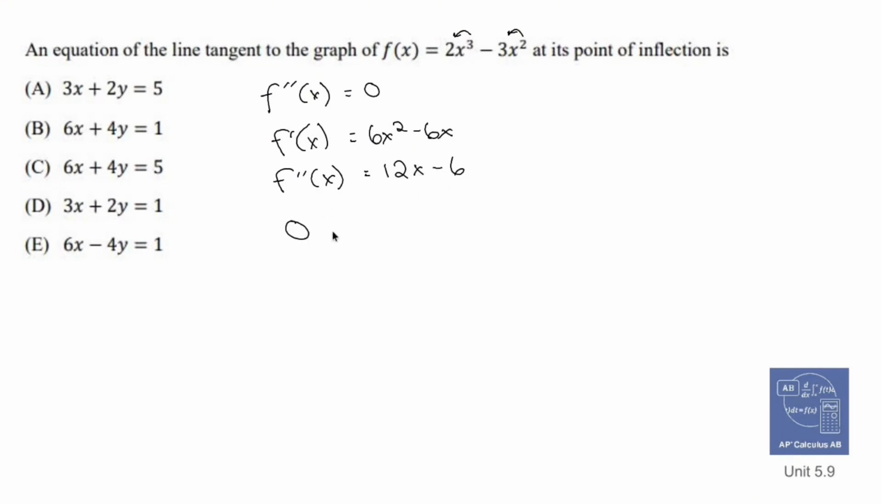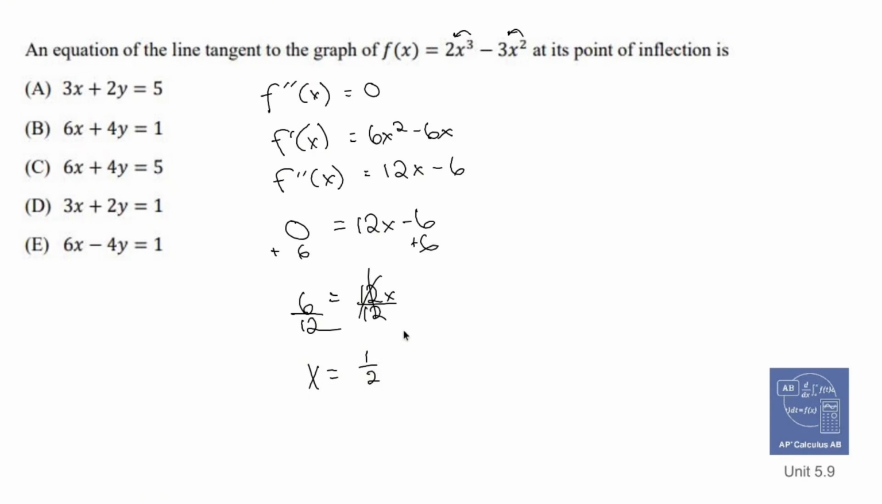All right, so set it equal to 0. 0 equals 12x minus 6. Let's add 6 to both sides. That gets me 6 equals 12x. Divide by 12, divide by 12. And the point of inflection occurs at x equals 1/2.